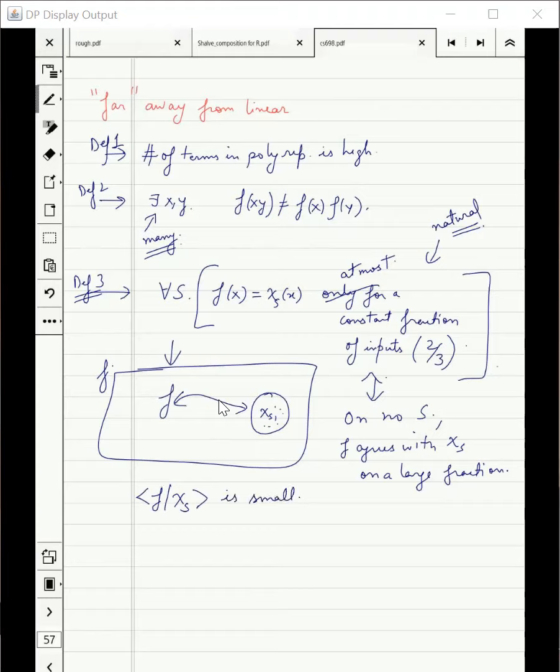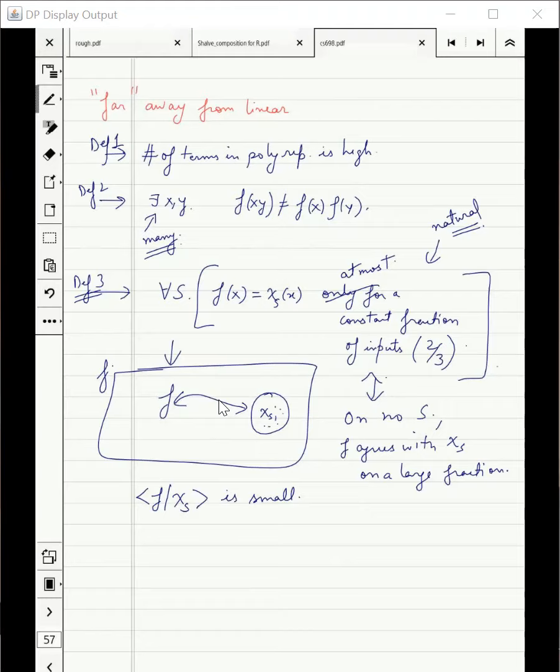Again, I'm not saying that definition 1 and definition 2 are not valid definitions. Definition 2 is equal to definition 3, and even definition 1 is valid. What we are going to worry about is definition 3. Does definition 3 sound natural to you? Should we move ahead? Yes. So now f(x) is equal to chi-s(x) at most for a constant fraction, 2/3, of inputs.